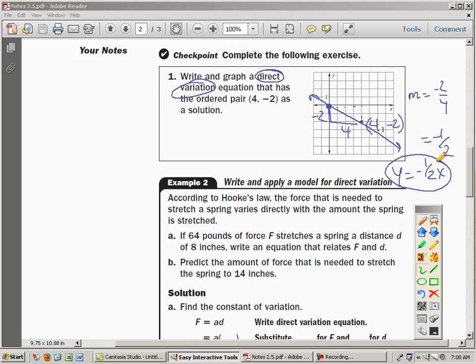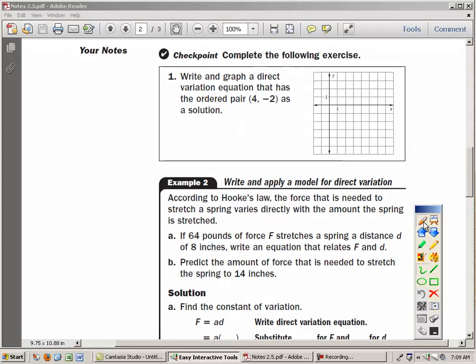The other way to do it is to take my standard form of a direct variation equation, y equals ax, and plug in x and y and solve for a. So y is -2 equals a times x, which is 4. Divide both sides by 4. You get a equals -2/4, which is -1/2. Once you know that a is -1/2, you have your equation. So whichever way you like is perfectly fine.